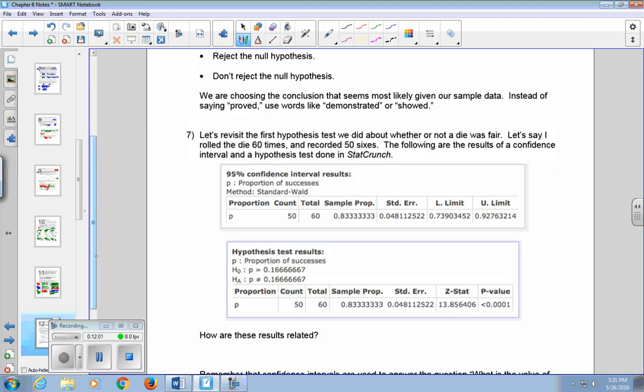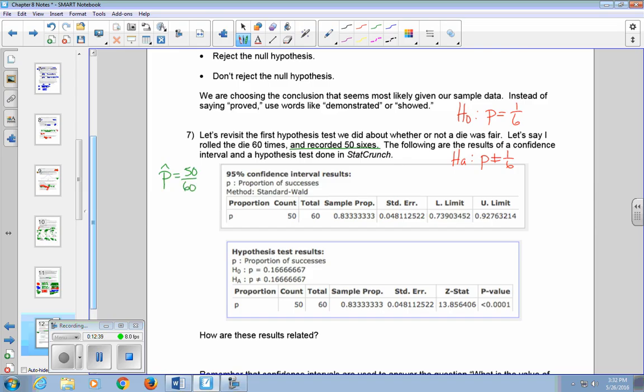And number 7, let's revisit the first hypothesis we did about whether or not a die was fair. So let's say I rolled the die 60 times and recorded 50 sixes. The following are the results of a confidence interval and a hypothesis test done in StatCrunch. Just a quick reminder, in that initial hypothesis test, our null hypothesis said that P was 1/6, so 1/6 of our rolls should be sixes, and our alternative hypothesis was that P was not 1/6. In this case, I recorded 50 sixes the next time I did it, so I got a P hat of 50 out of 60.